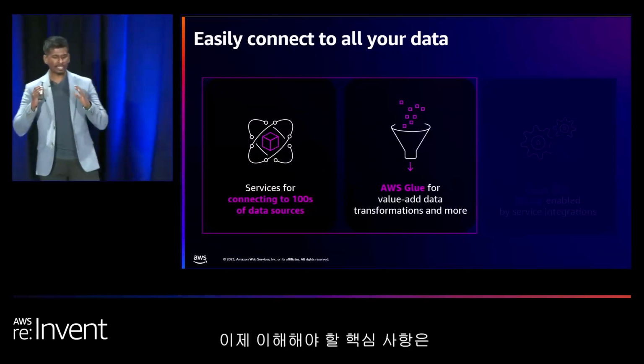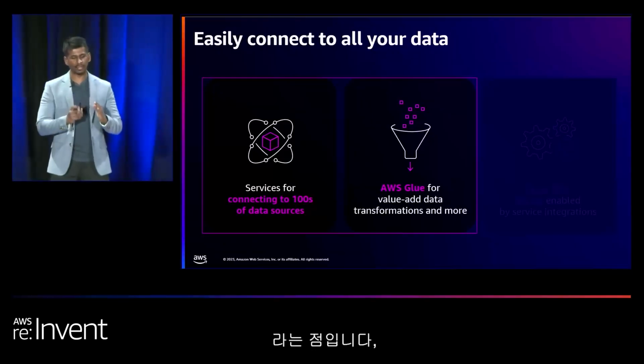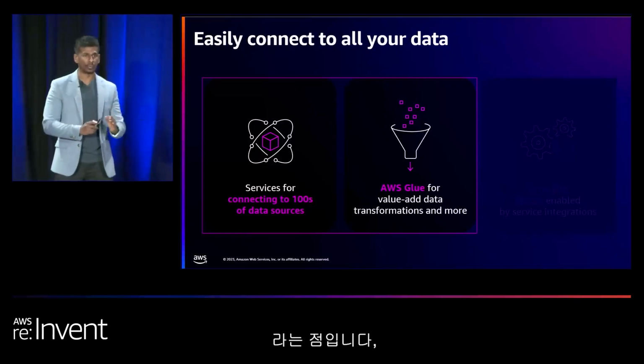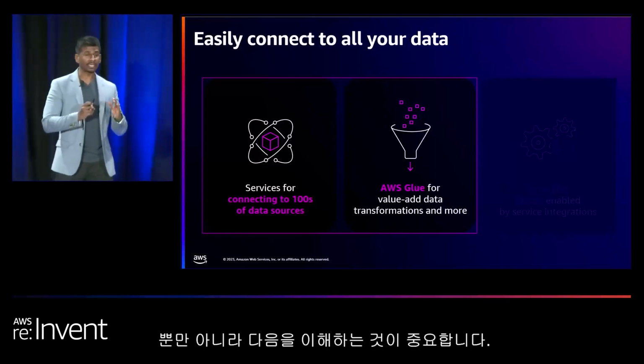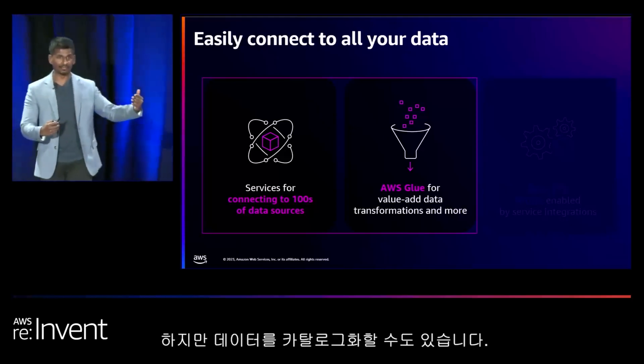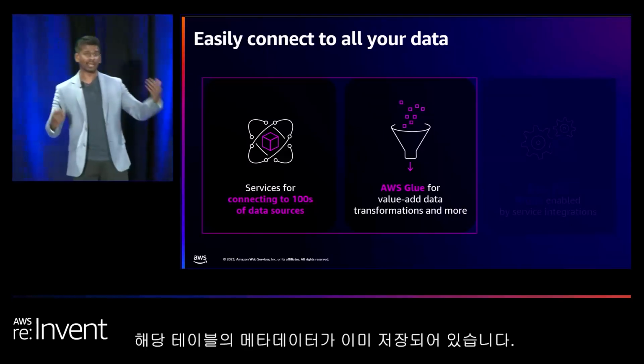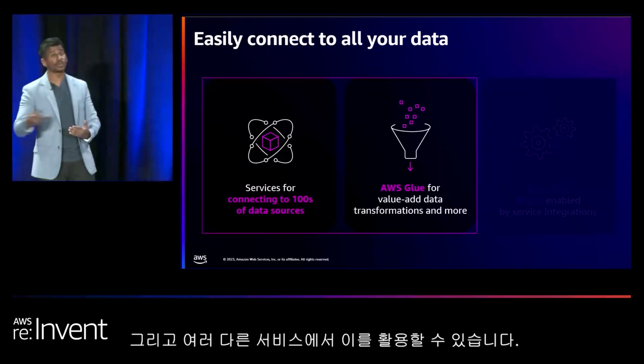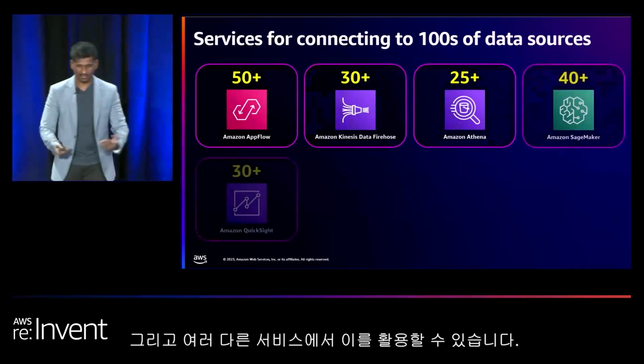Now, the key thing to understand when you talk about AWS Glue in this aspect is that you are not only connecting to those data sources, but you're also able to catalog the data. So what do I mean by that? The metadata of those tables is already stored, and you can leverage it in multiple other services as well.